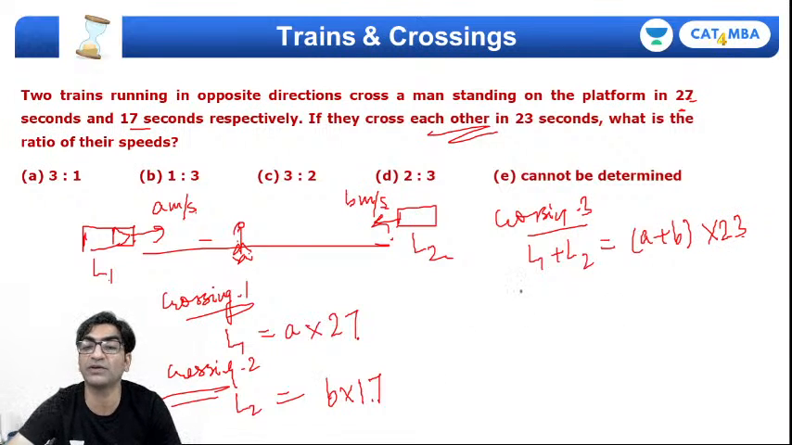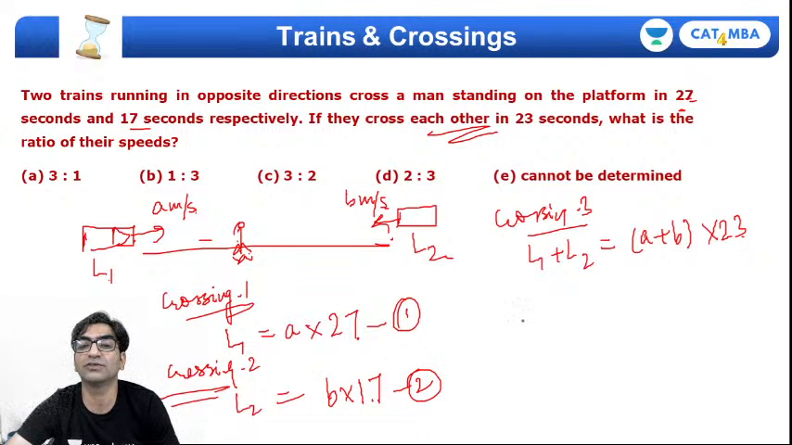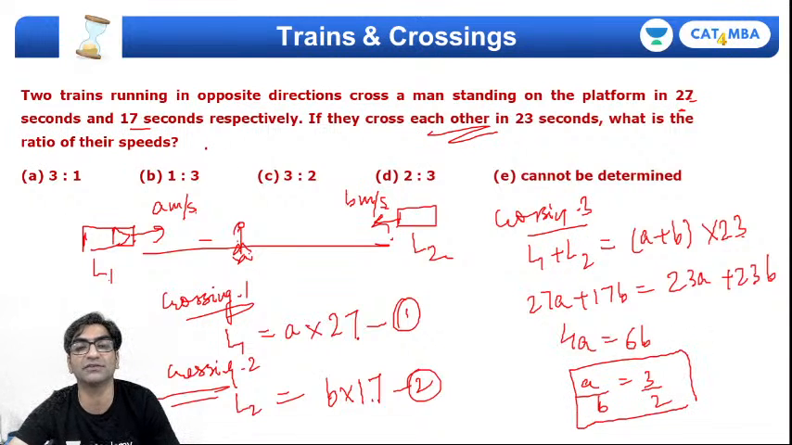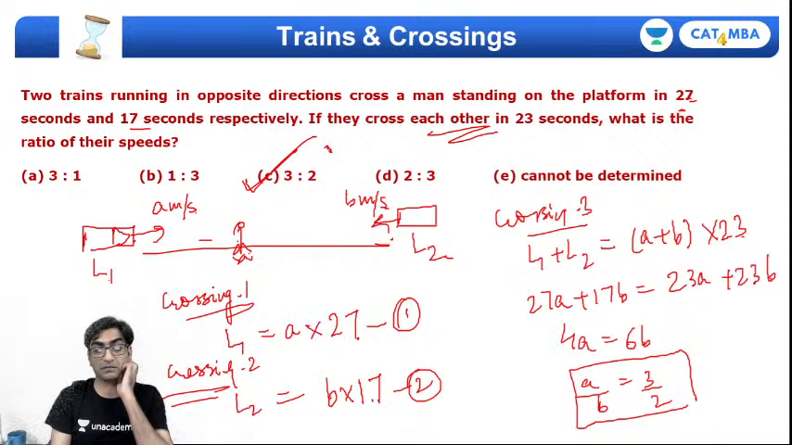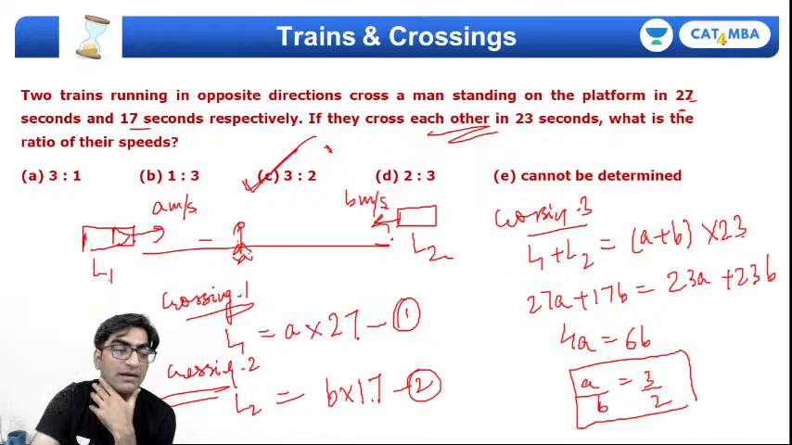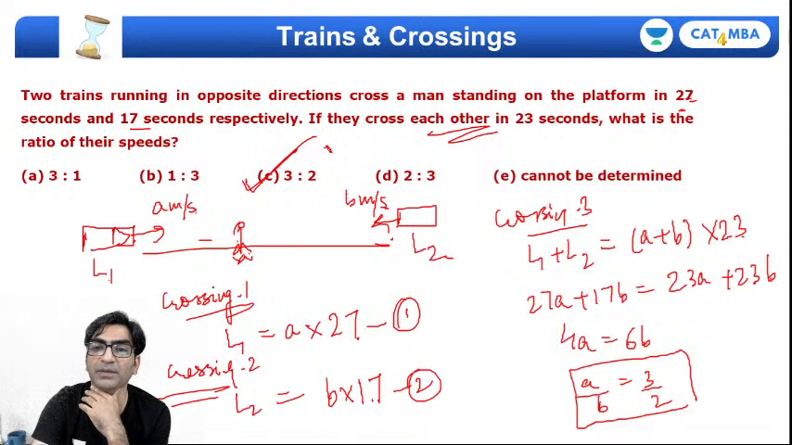Right? So we substitute L1 and L2 here from equation 1 and equation 2. You'll end up getting 27A plus 17B equal to 23A plus 23B. That's like saying 4A is equal to 6B, which means A is to B is 3:2, right? Isn't that what the question asks? What is the ratio of their speeds? A is to B is 3:2, option C. So this is one application of relative speed, trains and crossings.